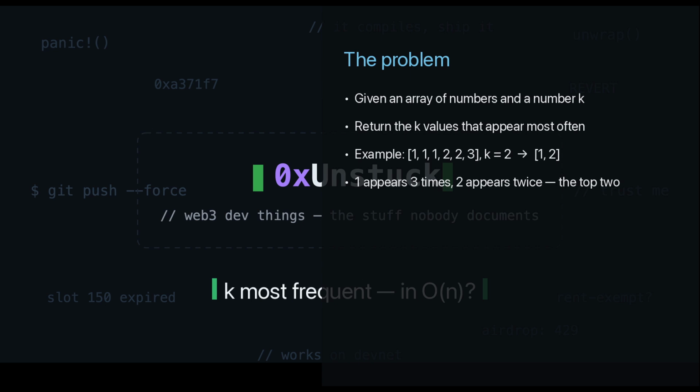Here's the problem. You're given an array of numbers and a number k, and you return the k values that appear most often. Take 1, 1, 1, 2, 2, 3 with k equal to 2. 1 shows up 3 times, 2 shows up twice, 3 only once. So the two most frequent are 1 and 2. Simple to state. The question is how to do it fast.